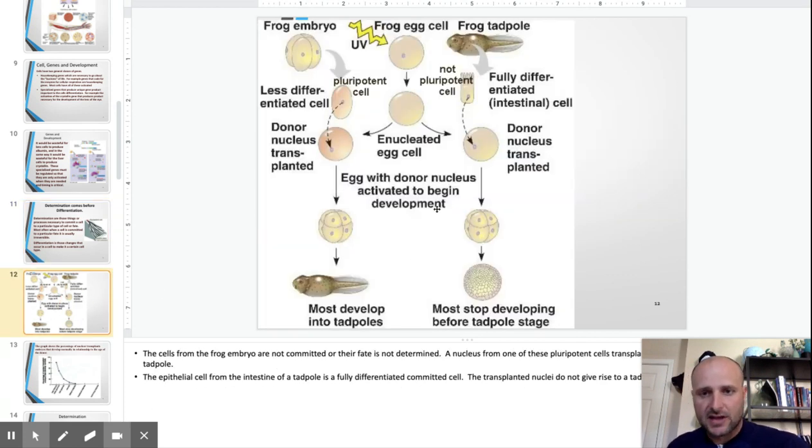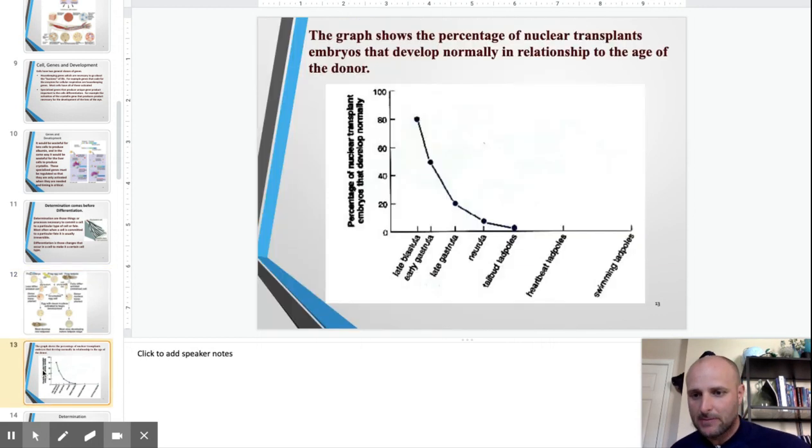This slide shows a little bit more about the development where you've got pluripotent cells here, and you can see how a frog embryo is not fully committed yet, and then eventually those determinations happen.